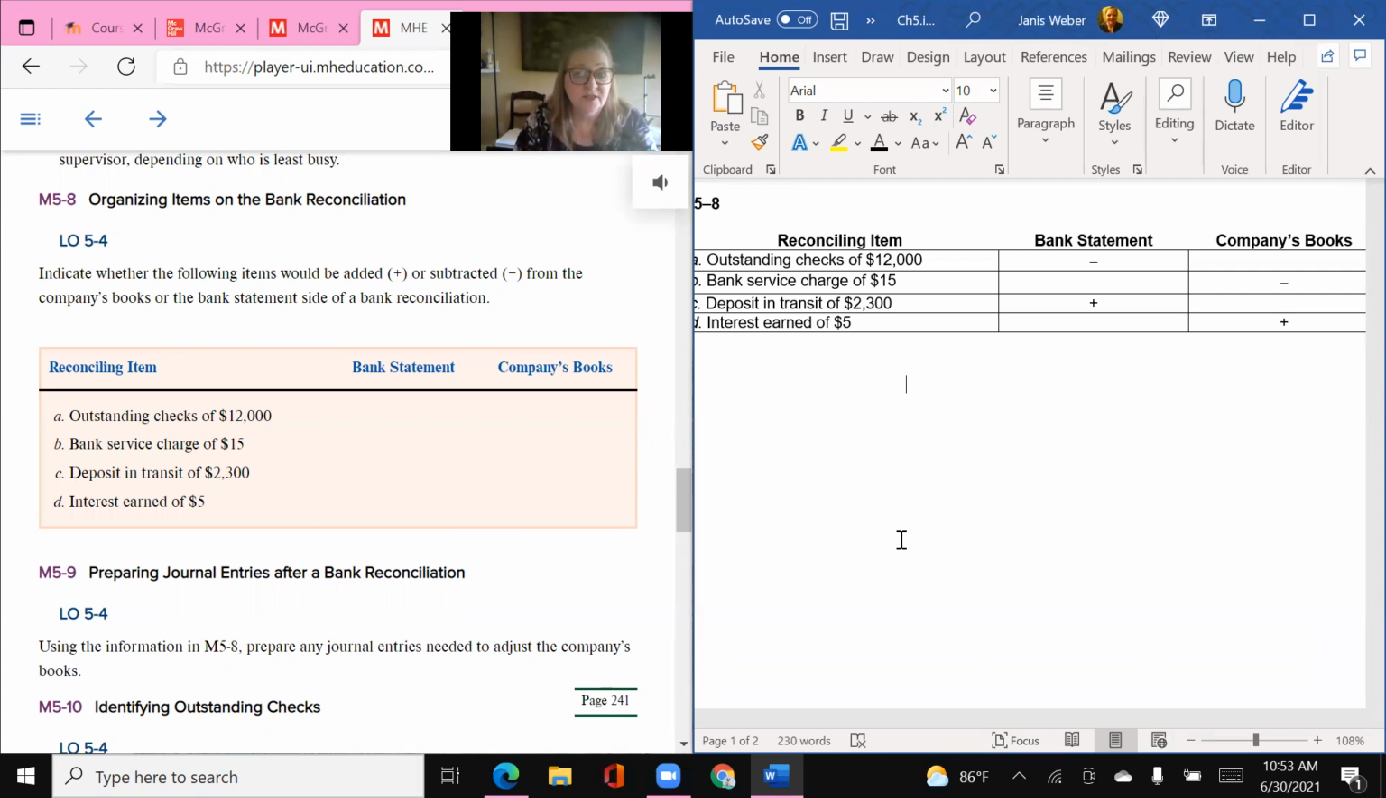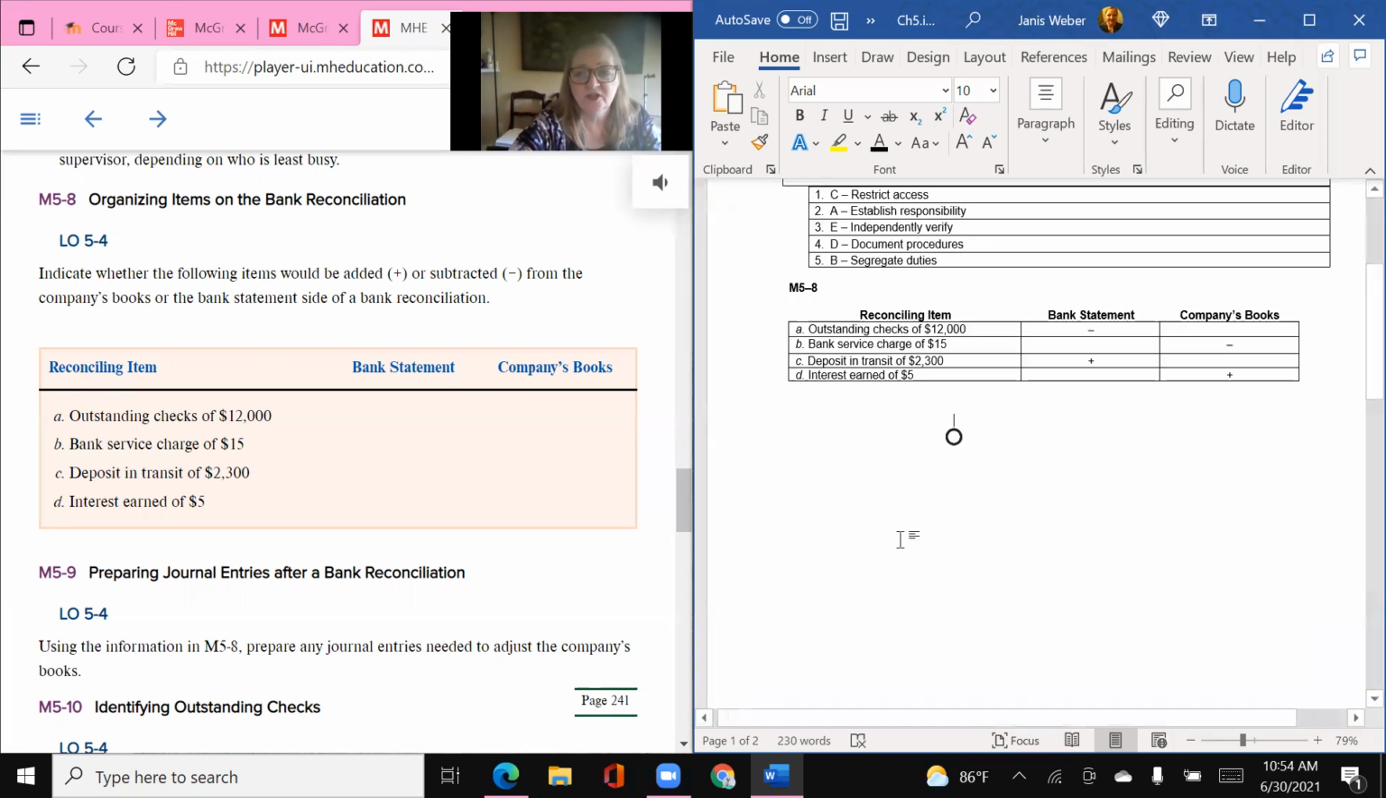Then the next one, the deposits in transit are $2,300. That is deposits that the company knows about, but the bank has no record of yet because they haven't actually cleared the bank. So that's an add back for the bank's balance. And then the interest earned at the bank is $5. So that is something the bank knows about, but the company records do not reflect. So we need to increase the company records balance by that amount.